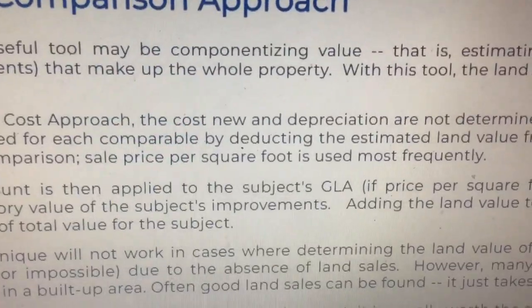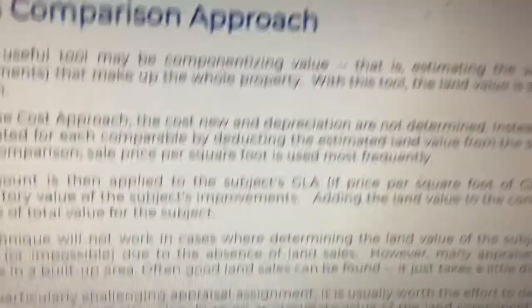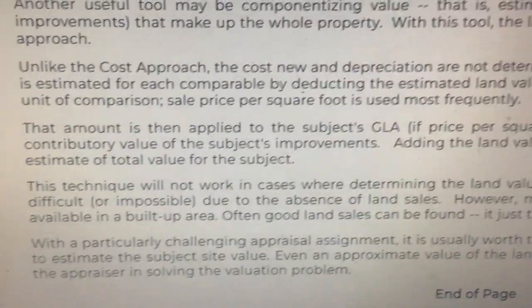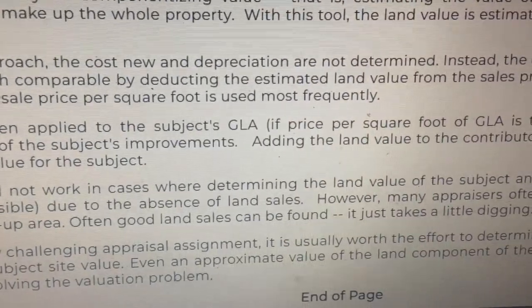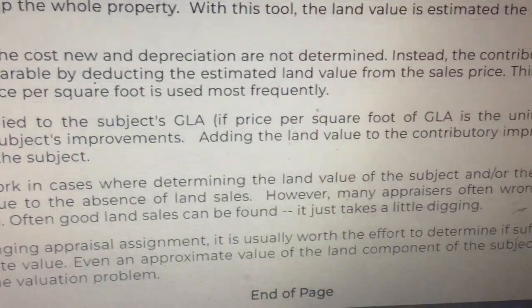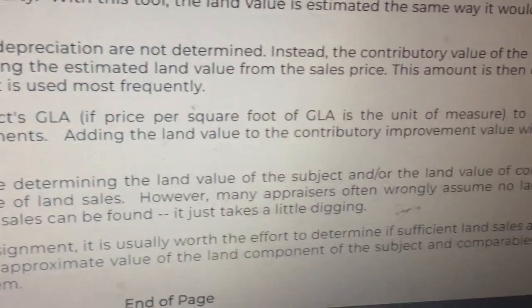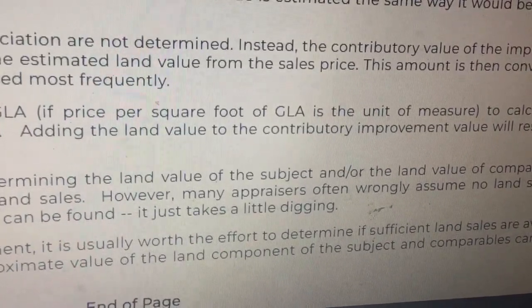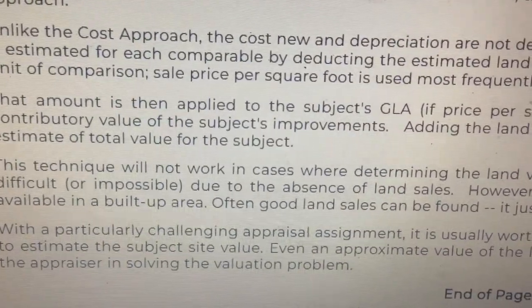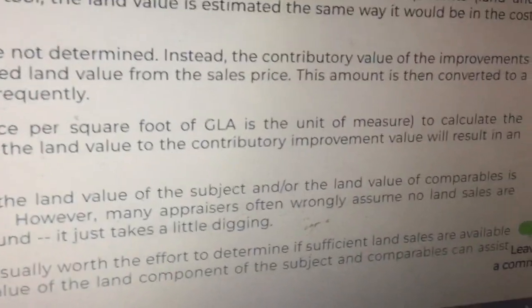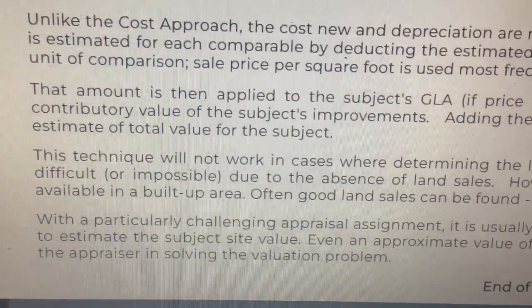Sale price per square foot is used most frequently. That amount is then applied to the subject's gross living area. For instance, if price per square foot of gross living area is the unit of measure, to calculate the contributory value of the subject's improvements, adding the land value to the contributory improvement will result in an estimate of total value for the subject.